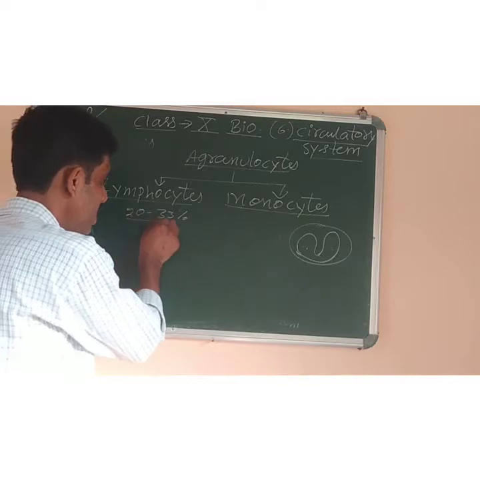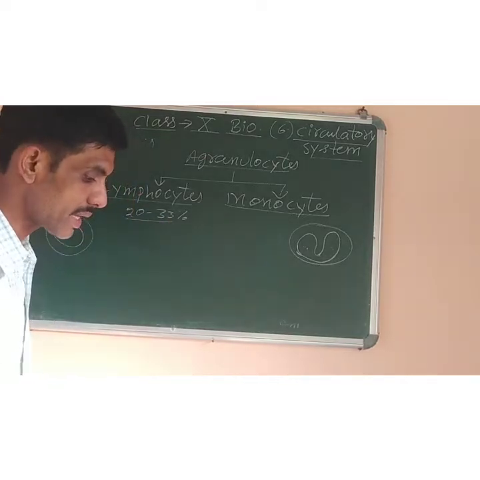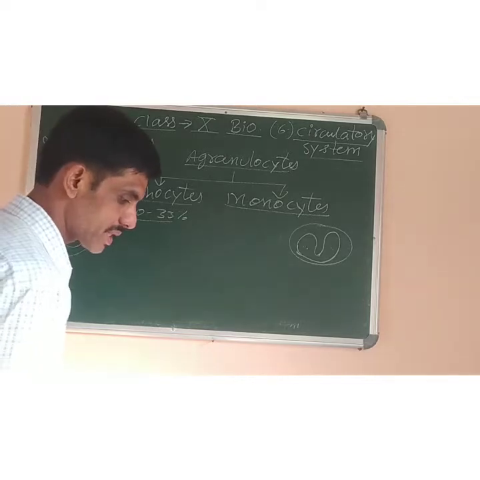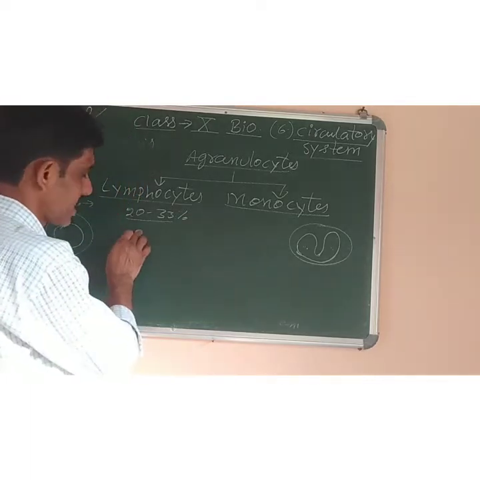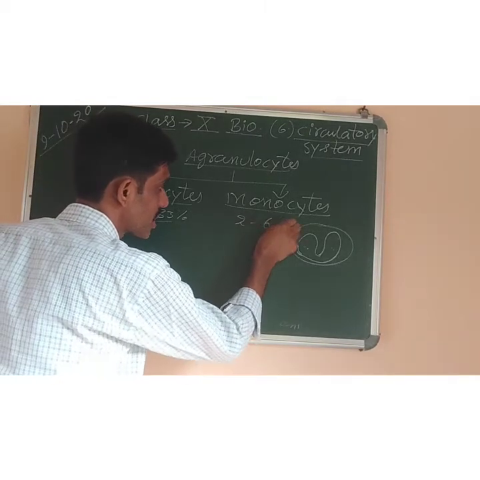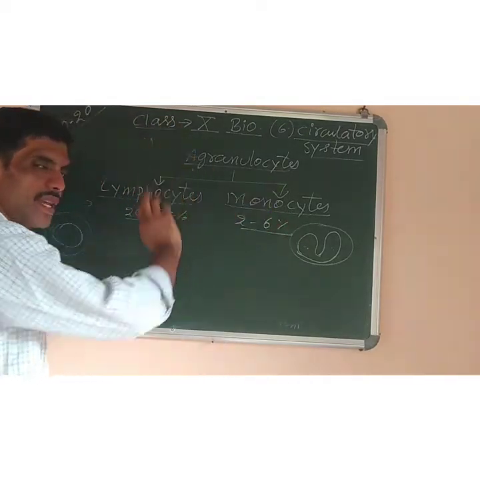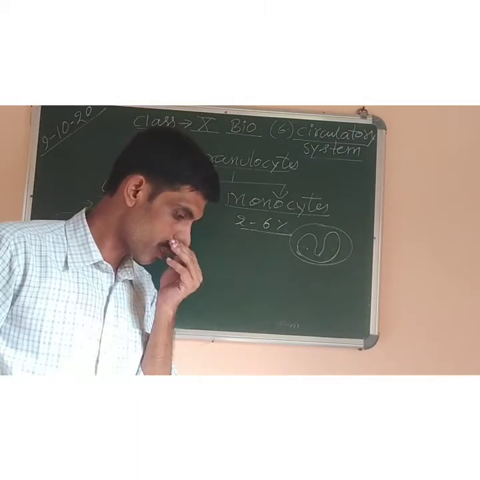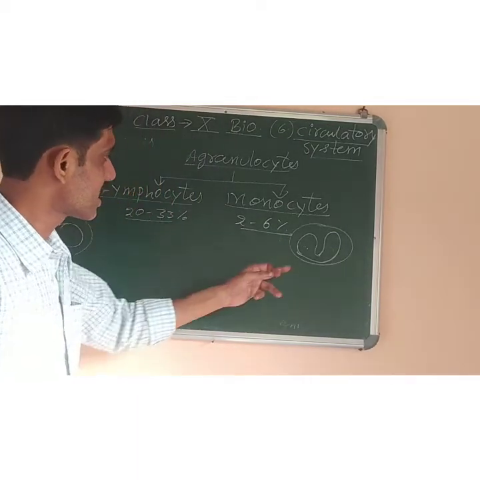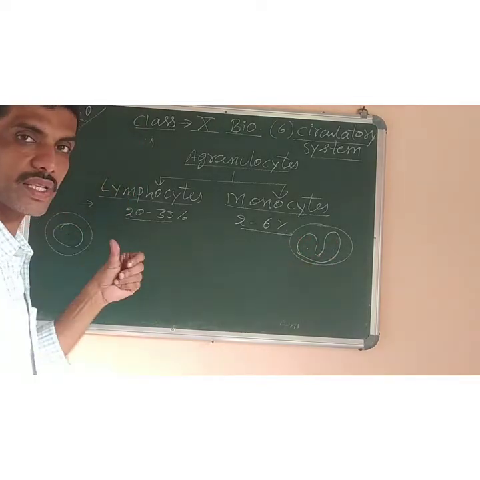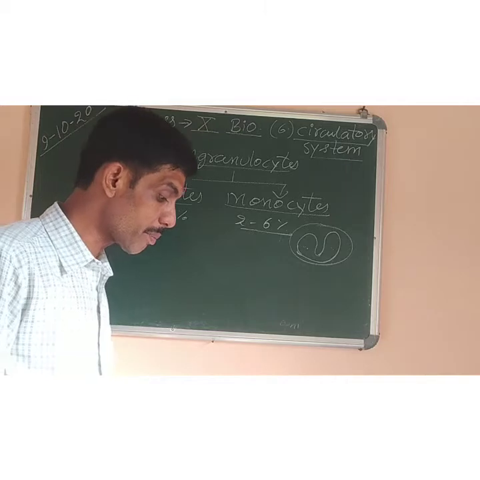So this one is 20 to 33%, whereas monocytes make 2 to 6%. So the percentage is very low in the case of monocytes. The diagram you can see on both sides is given. Monocytes appear with a horseshoe-shaped nucleus, and here the nucleus is somewhat spherical, just like our thumb impression.